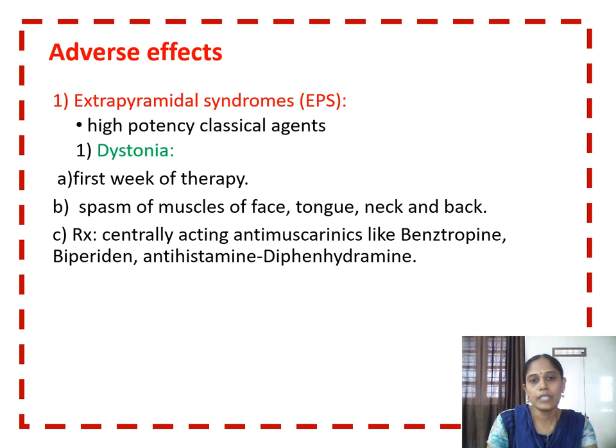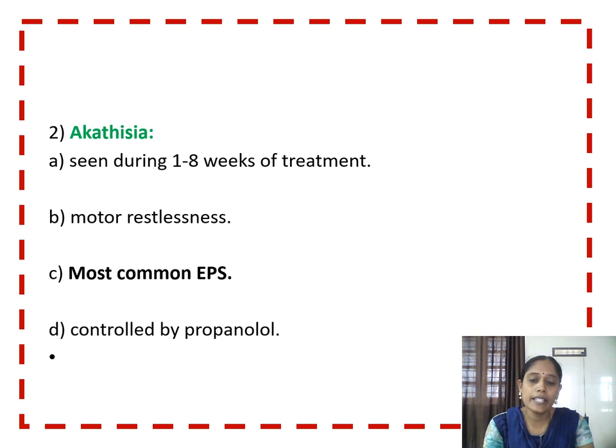So it's seen in the first week of therapy, dystonias, where there will be spasm of muscles of the face, tongue, neck and back. You have to treat it with centrally acting anticholinergics like benztropine, biperiden, and we can also give antihistamines like diphenhydramine.